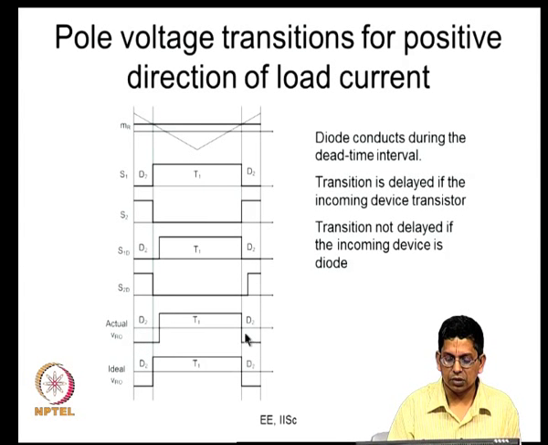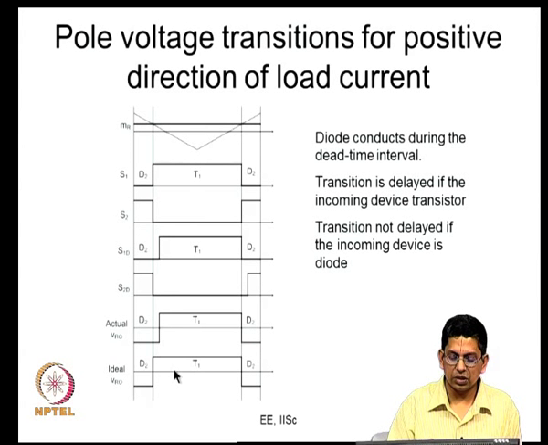Now, what happens next? The incoming device is a diode. So, the moment the top transistor's gating signal has been made low, the top transistor stops conducting. But who should start conducting now? It should be the bottom diode. So, the bottom diode starts conducting right at this instant. So, the bottom diode comes into conduction right here, therefore, diode D2.